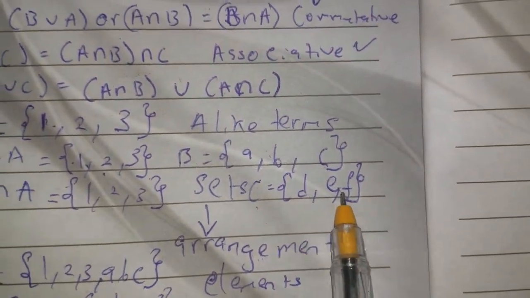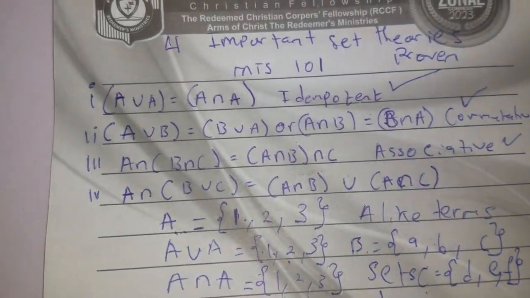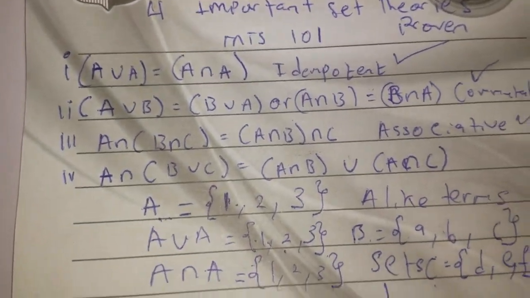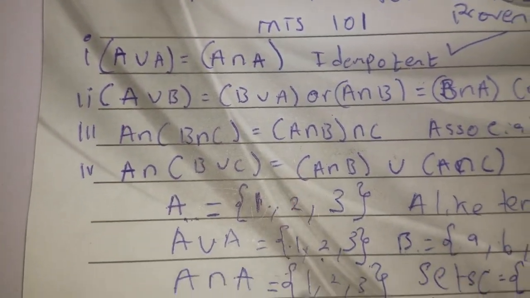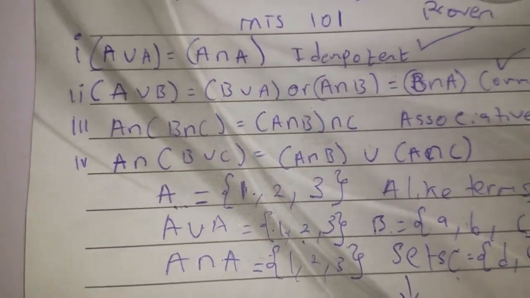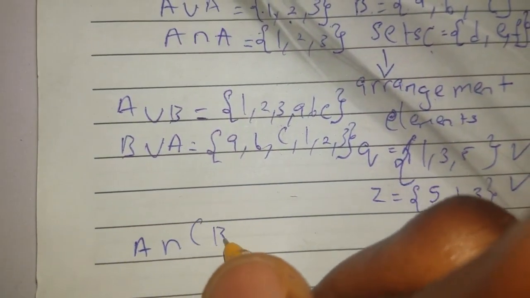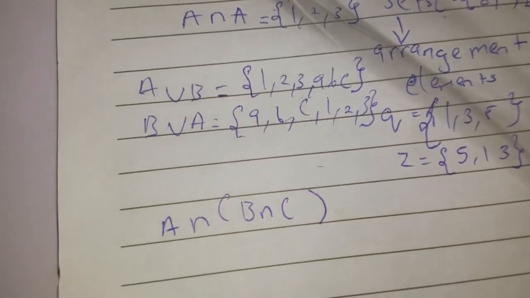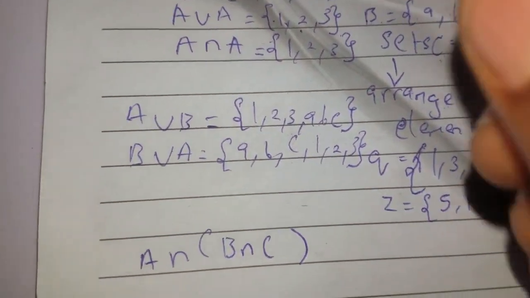Okay, so let me continue. Now, I've given C d, e, f. What I'm trying to do here is to prove this third law. So, A intersection B intersection C. Now, when you have a question like this, A intersection (B intersection C), what you're going to want to do is solve the one in the brackets first. Remember?